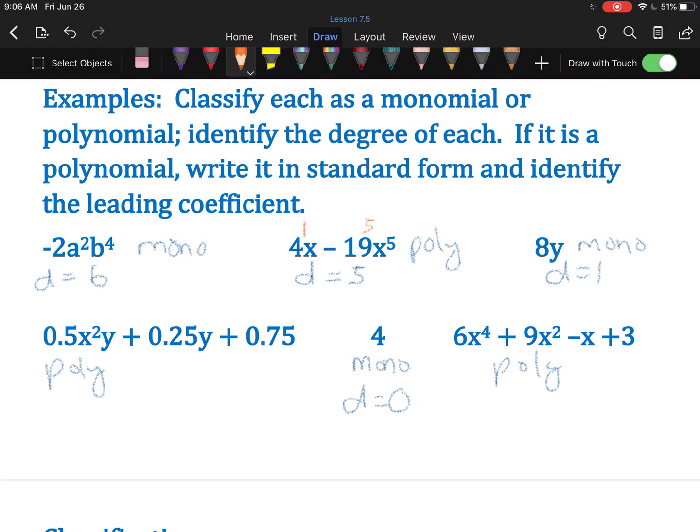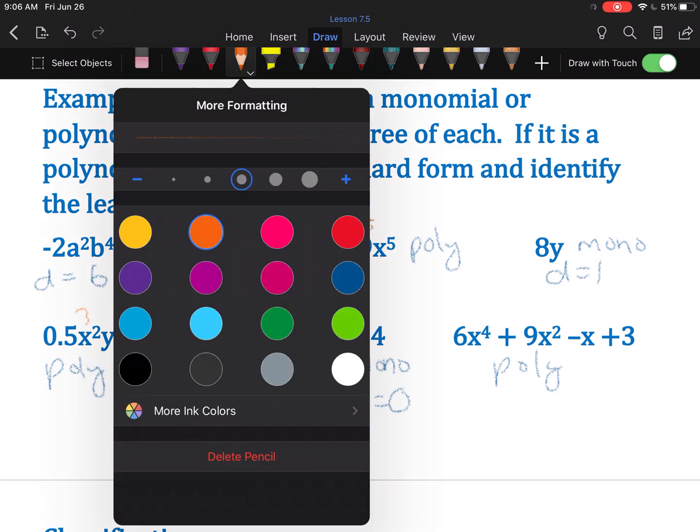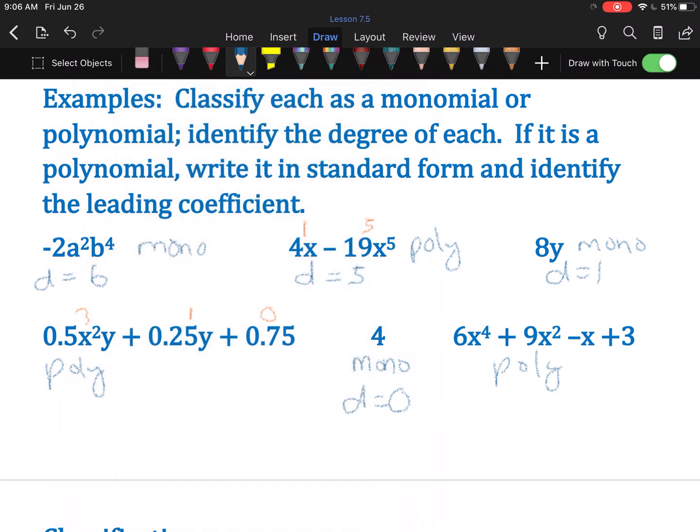For the one down here on the left, 0.5x squared y, and so on. In the 0.5x squared y term, x has a 2, y has an invisible 1, and 2 plus 1 is 3. Then 0.25y, y has an invisible 1. 0.75 is a number, so its degree is 0. The biggest of those is 3, so its degree is 3.